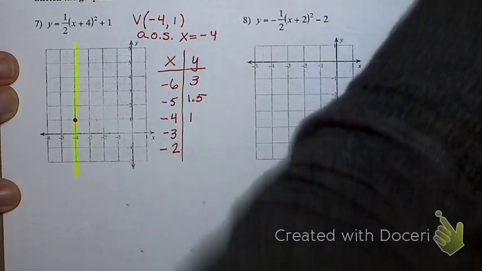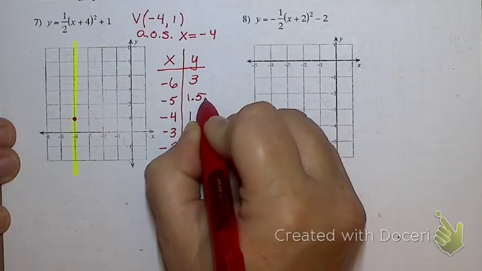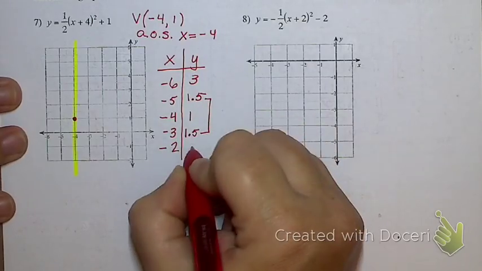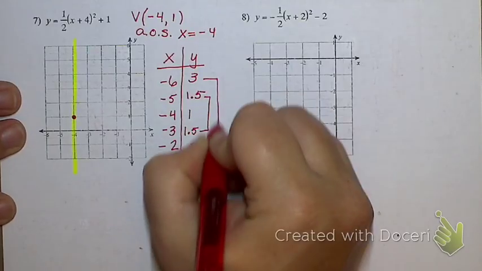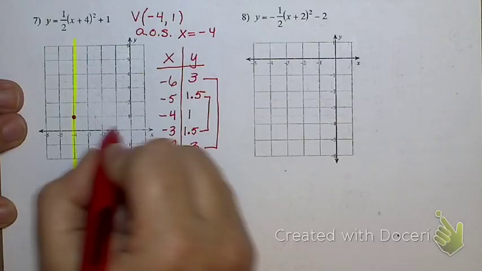Now, because of that mirror image thing, I should know that I'm also going to get 1.5 here, and 3 here. And you can always check that on your calculator pretty easily by changing those values. So let's plot those.